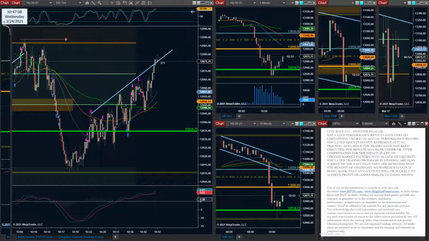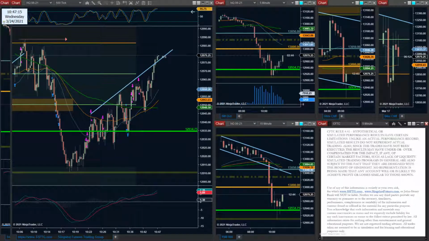All right, I'm back. More continuation further to the upside. Bulls continuing to try to break above the highs of this wedge here. Let's see. I'm not seeing any other questions coming in.